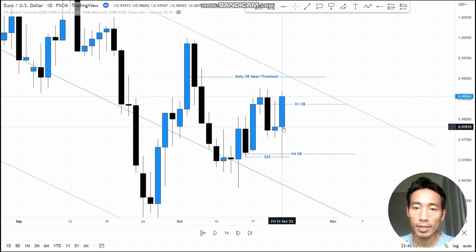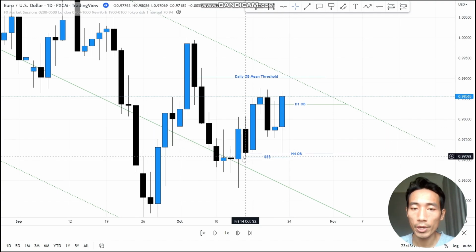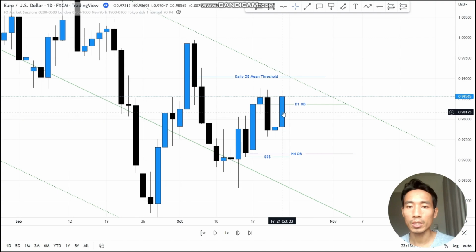And on Friday, price opened here, traded all the way down and broke a short-term low right here. And price also touched a 4 hour order block down here. And then price went higher in the New York session and broke the previous day's high.